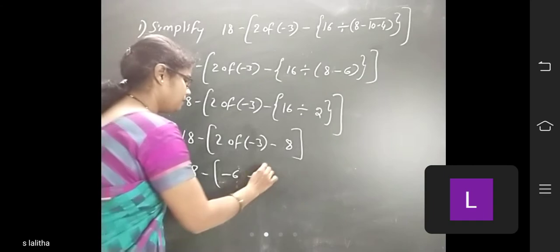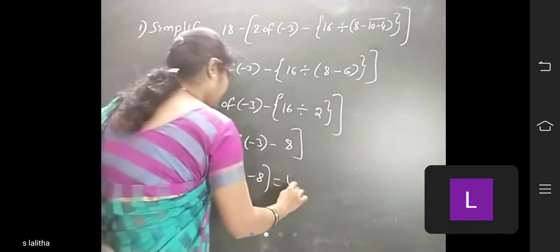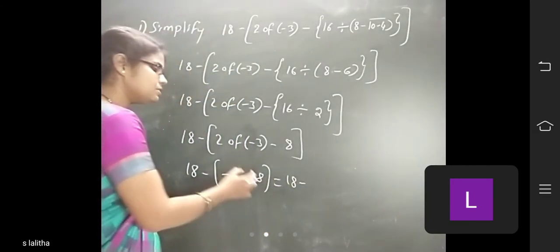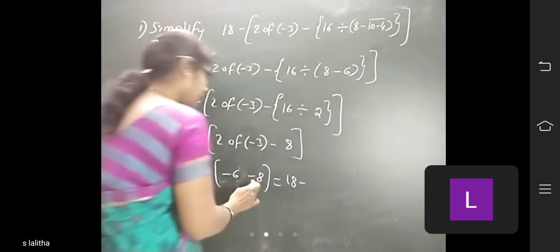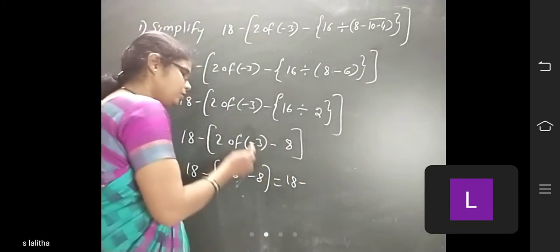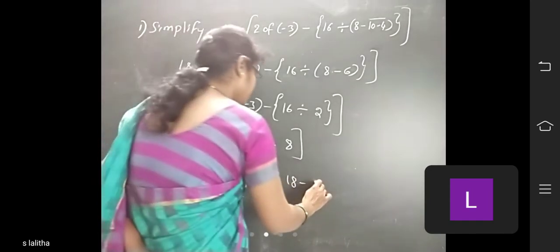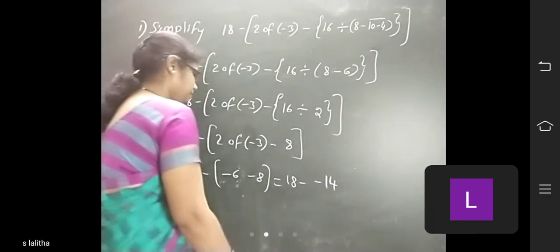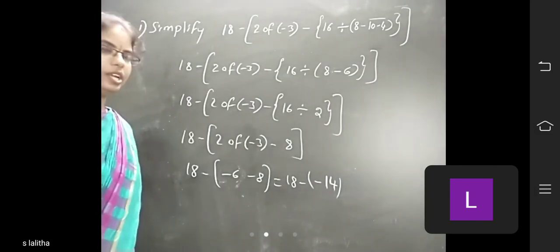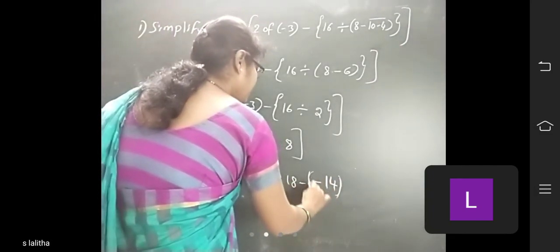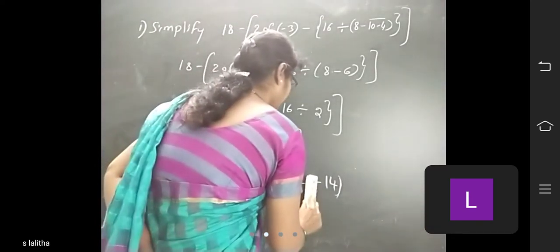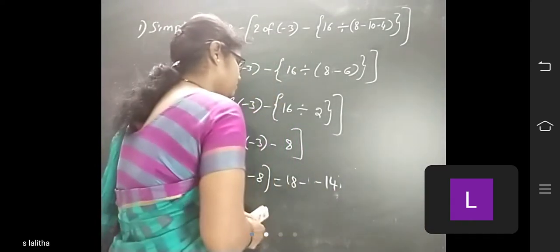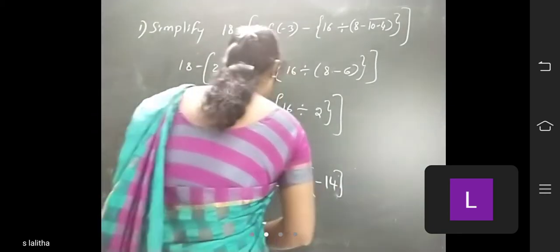Now I should remove the square bracket. 18 minus (minus 6 minus 8). How much is minus 6 minus 8, children? Minus 14. Both are negative, so you add, but you keep the minus symbol only. So minus 14. Why am I keeping the bracket here? Because the minus symbol is there, no. That's why I am keeping the square bracket.